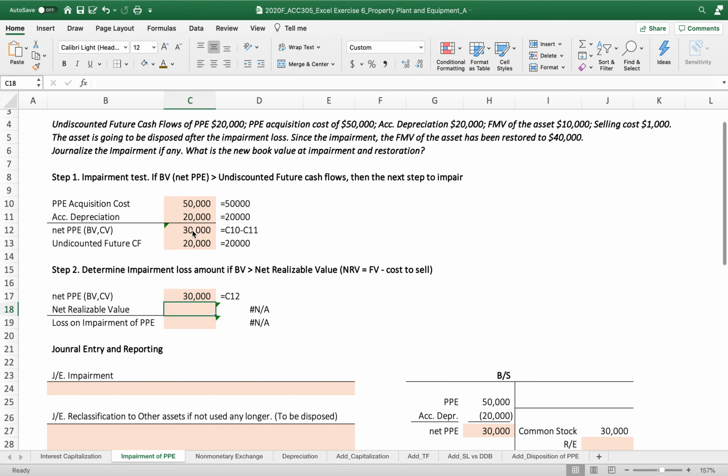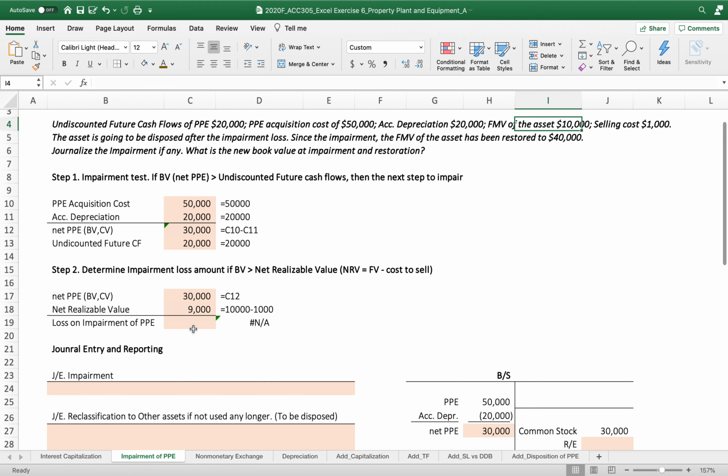And how do you get the net realizable value? Again, the fair value minus cost to sell. So $10,000 is the fair value. This is tradable at the market. The fair market value minus, if there is some cost to sell, $1,000 in the question here. So the $9,000 is the net realizable value.